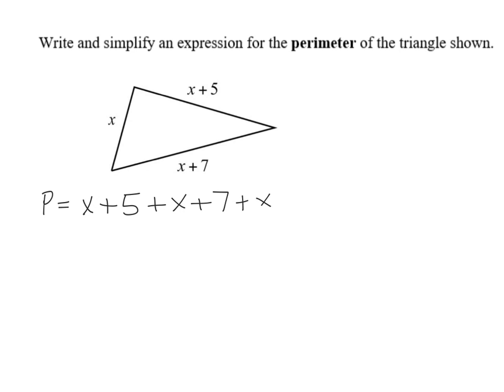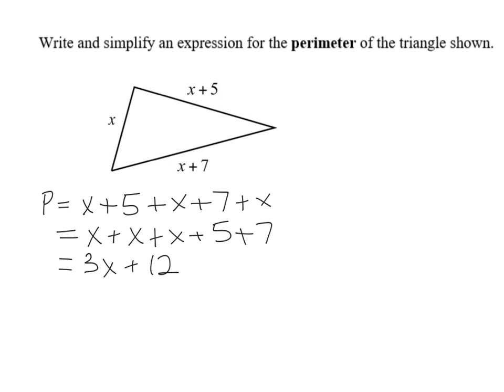And then I want to combine my like terms, and I'll start with x because it's the variable with the highest exponent, which is 1. The rest are constants. Constants always go at the end. We imagine them as having an exponent of 0. So x plus x plus x plus 5 plus 7, and that gives me 3x plus 12.